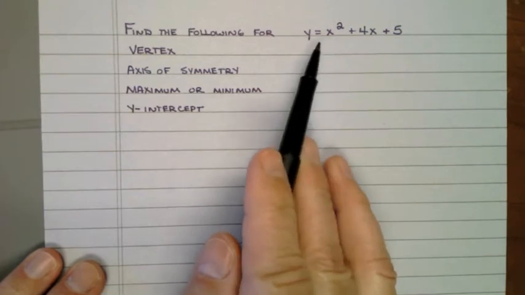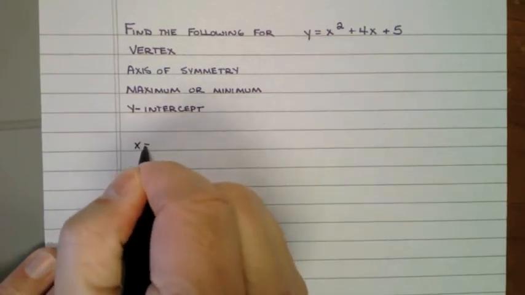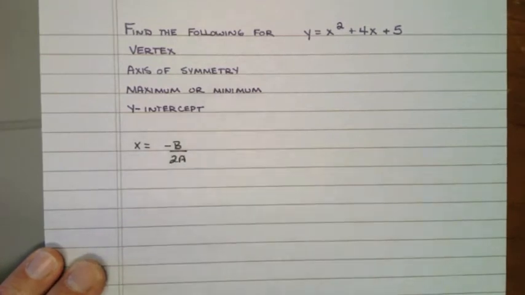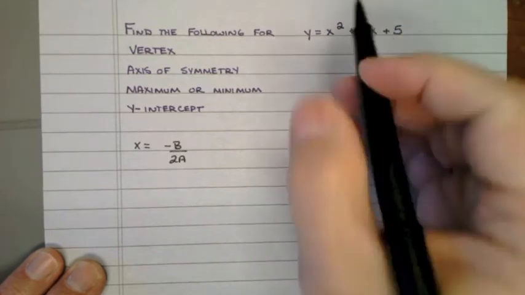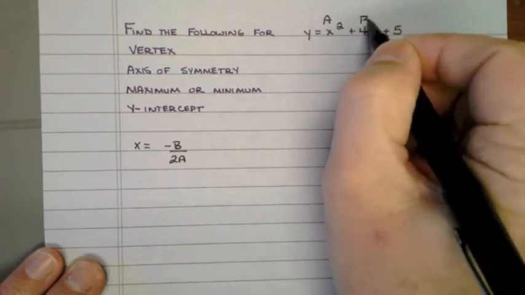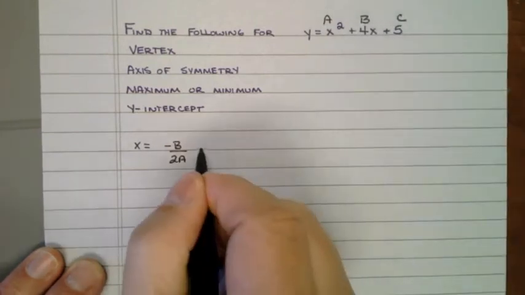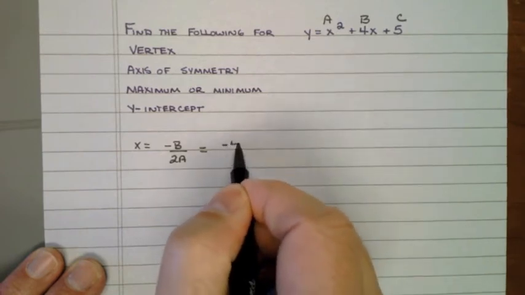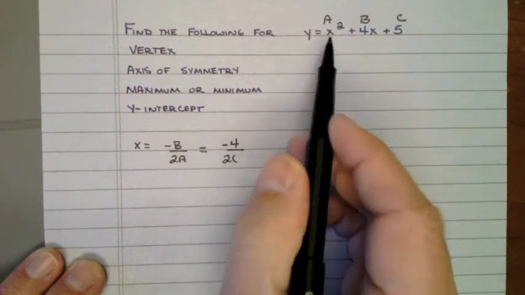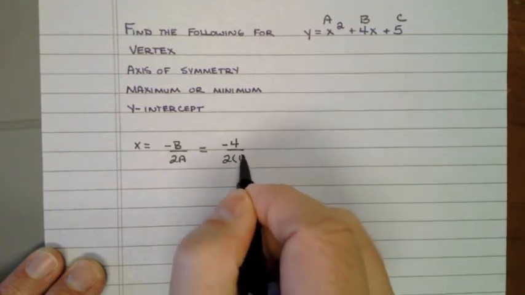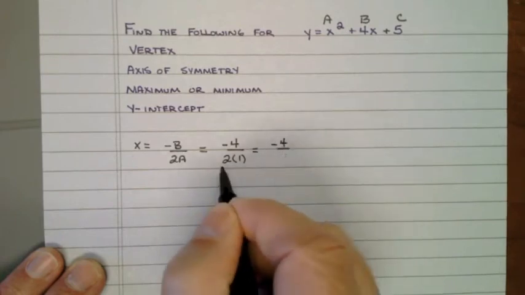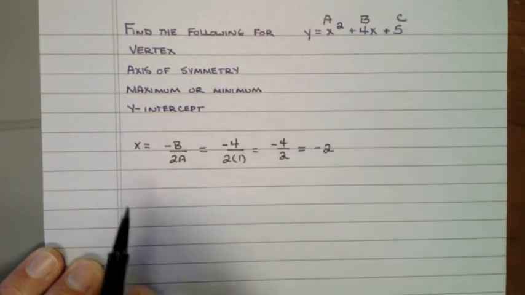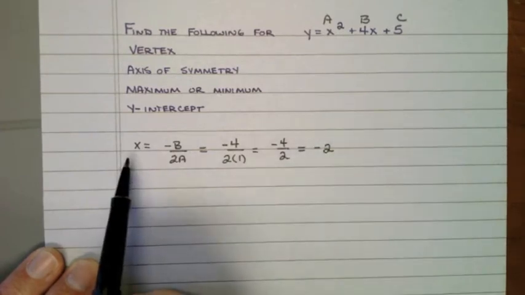To find the vertex of this quadratic function, I need to use this little formula right here. Remember, this needs to be in standard form, where this is A, B, and C. Negative B means the opposite of this. The opposite of positive 4 is negative 4. And then I take 2 and multiply it to A. Remember, there's a 1 sitting in front of this. Negative 4, 2 times 1 is 2. Negative 4 divided by 2 is negative 2. I have the x coordinate for my vertex.